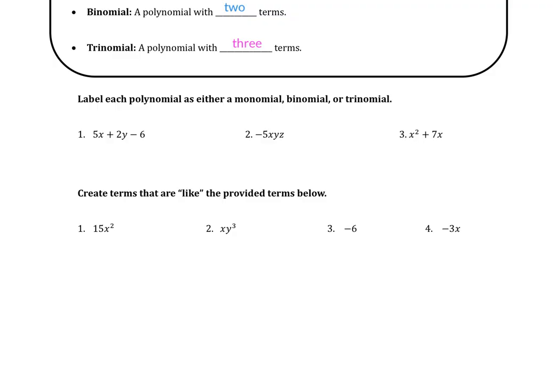So looking at number 1, I'm going to first look for addition and subtraction signs because remember, terms are separated by those. So my first term is the 5x and it stops right before that addition sign. My second term picks up there and goes to the next addition or subtraction sign. So 2y is my second term, and then my last term would be that -6. Notice I have 3 separate terms, so this is going to be a trinomial.